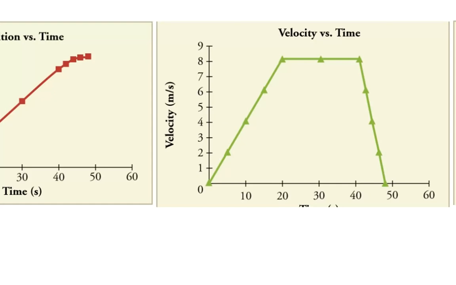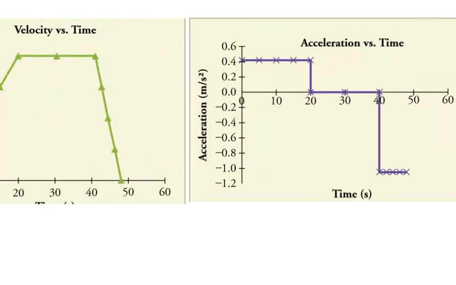And so I can look at this graph and I can say, okay, from 0 to 20 seconds, I had a positive acceleration because it has a positive slope. The slope's not changing, so it was a constant acceleration. And then from 20 to 40 seconds, the slope is zero, so the acceleration is zero. From 40 to 50 seconds, the slope is negative and a constant slope, so it's a constant negative acceleration. So that gives us our last graph here of the accelerations.